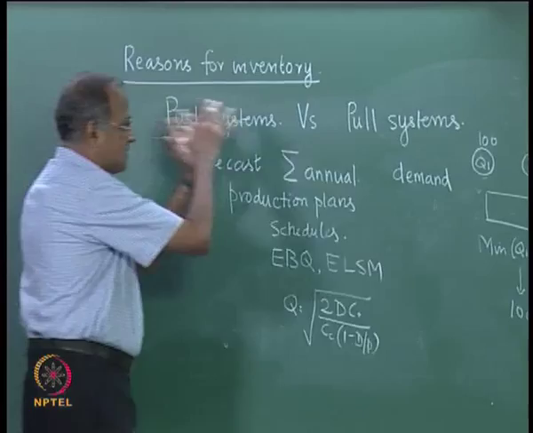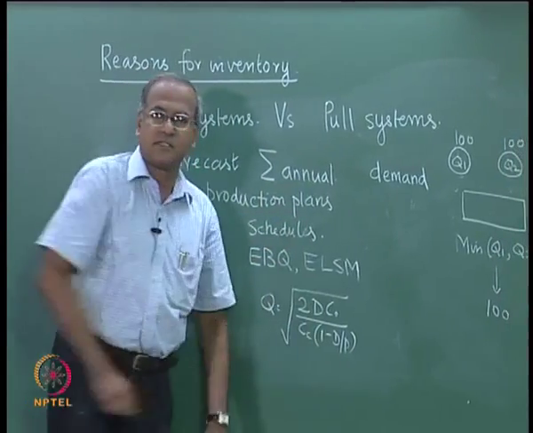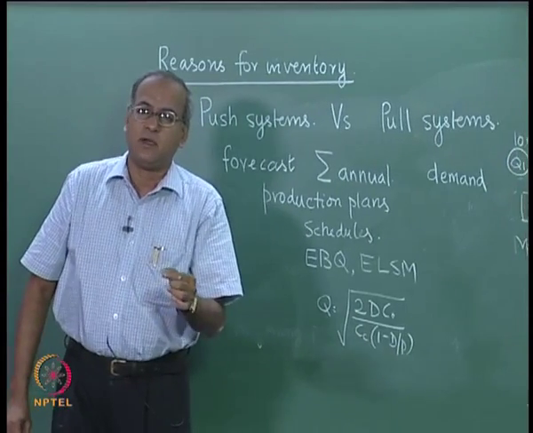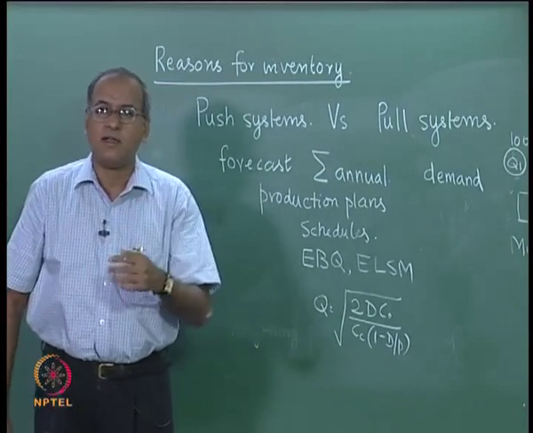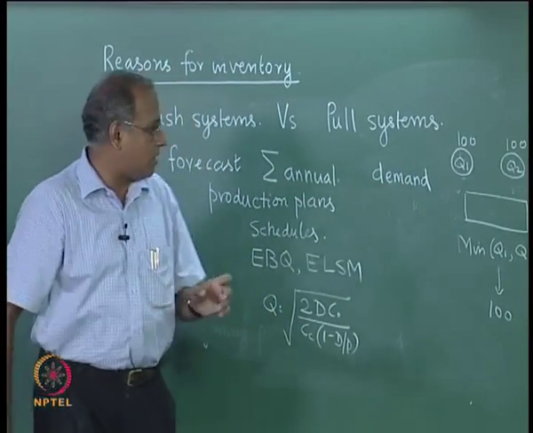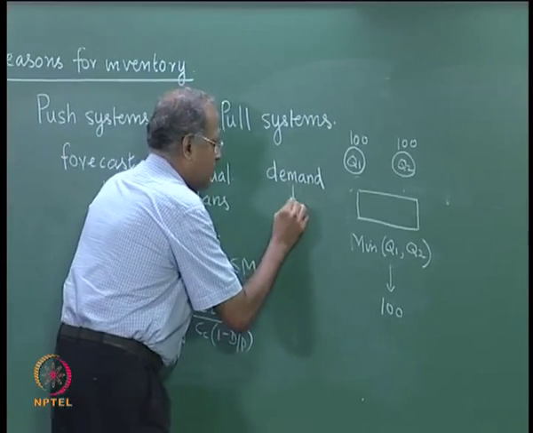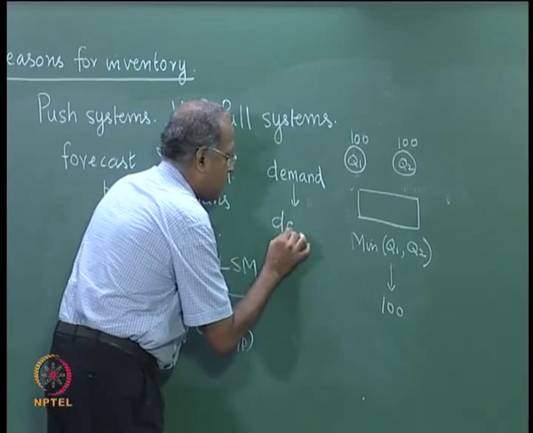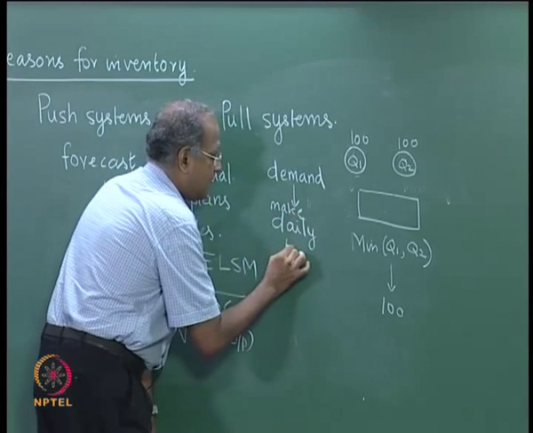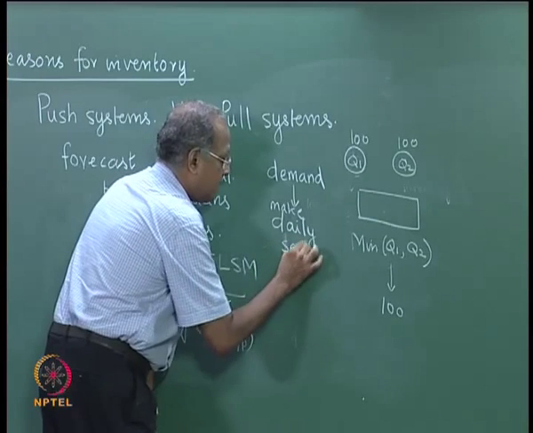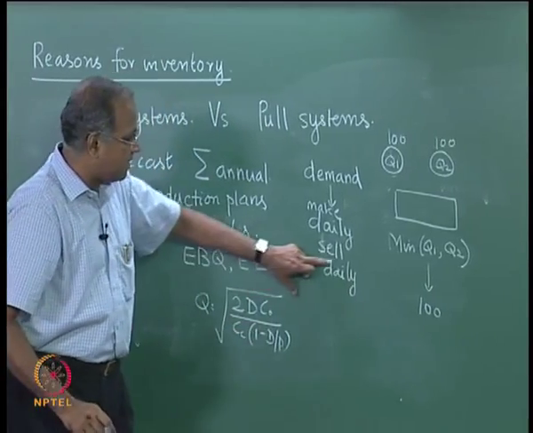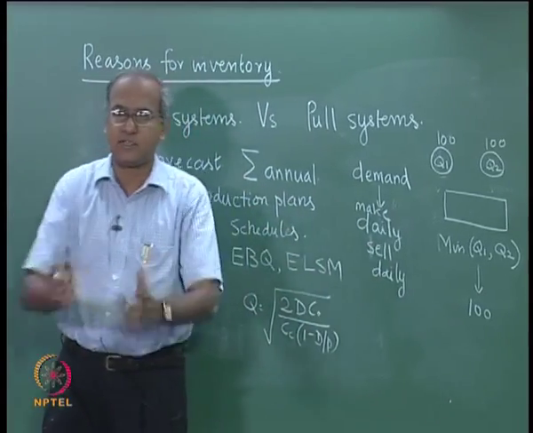So with pull systems coming in, all these disadvantages are overcome, production quantities become smaller, and when production quantities become smaller, the inventories that are there in the system also become smaller. More importantly, in pull systems, organizations move to what is called make daily and sell daily. Once again, this is close to an ideal situation.